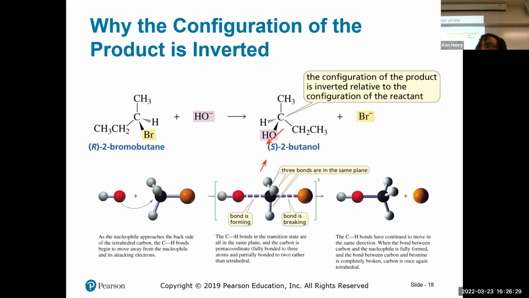Okay, so we know why it's coming in from the backside. Because we know that it's going to be attacking from the back end, right? So again, carbon, here's our halide. We're always going to get the attack from this side, and then you're going to form your intermediate, where you have your hydroxide actually attached to the carbon at the same time that the halide is attached. Then we're going to get the movement of those electrons to finally release the halide ion, and then we get our alcohol forming. So again, if it's an R, it's now going to be an S.